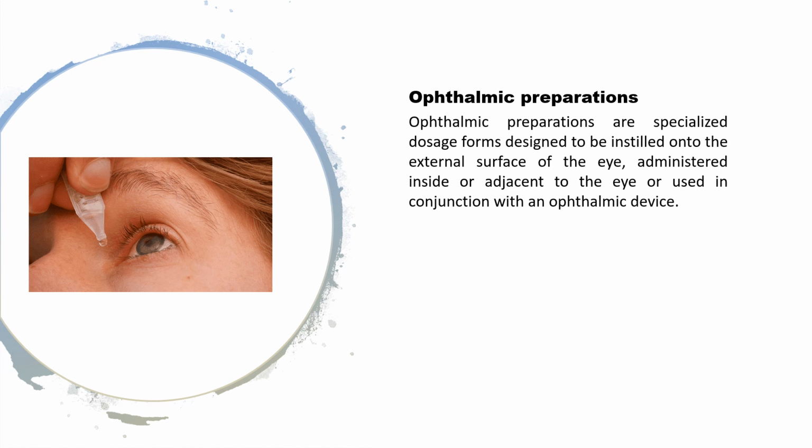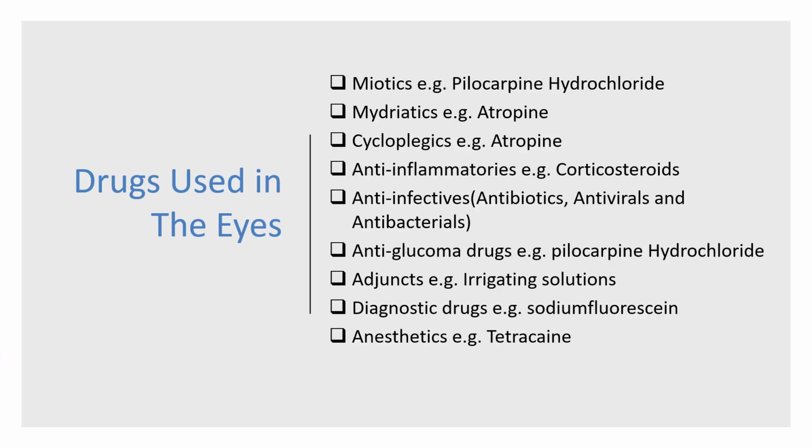For example, they may range from eye drops, eye suspensions, eye ointments, eye gels. Nowadays used are the contact lens solutions, ophthalmic inserts, and various kinds of powders which are used for this kind of treatment. So they are actually the sterile dosage forms which are used for the alleviation of the problems associated with the eye. There are a large number of drugs which are used for the treatment of the eyes.